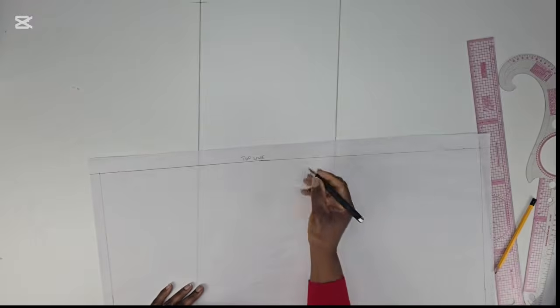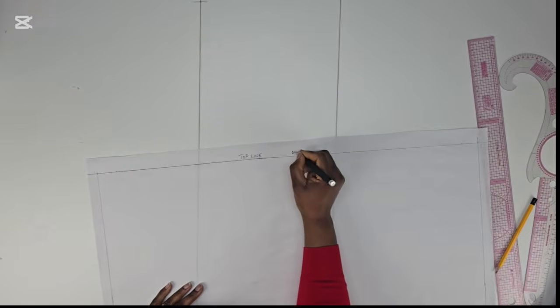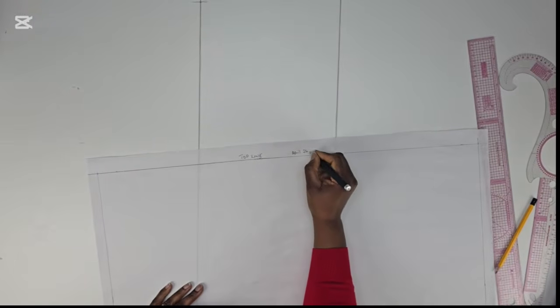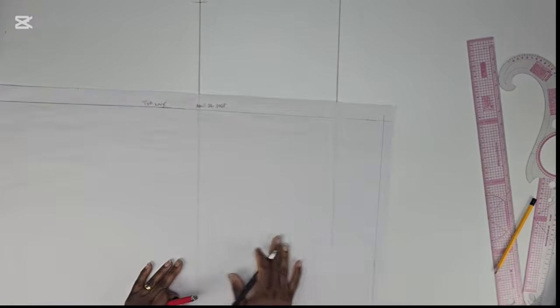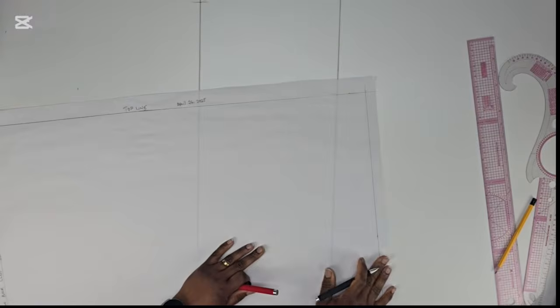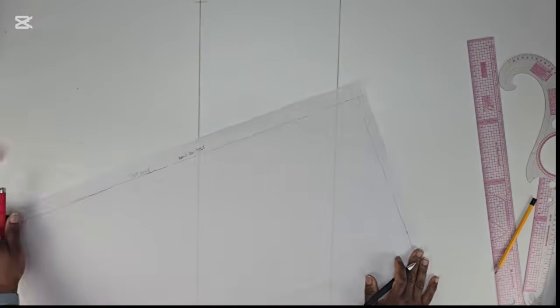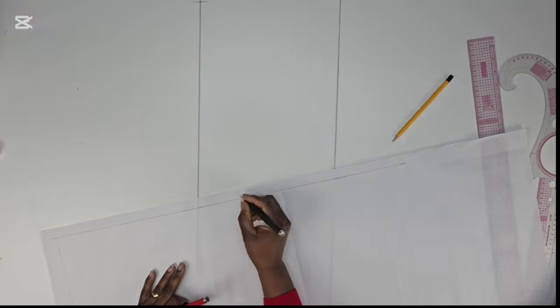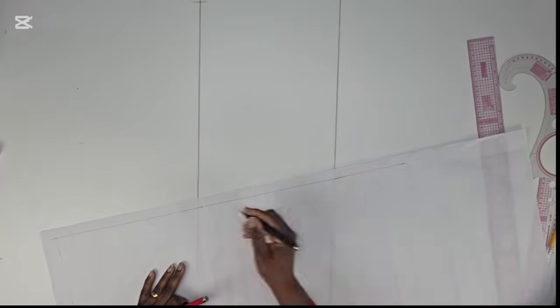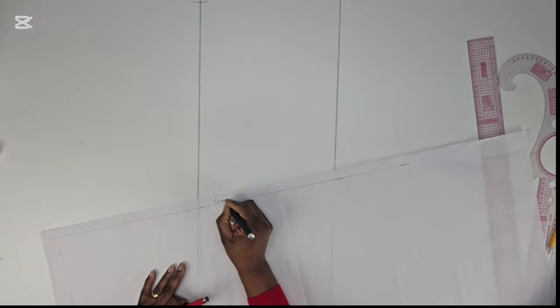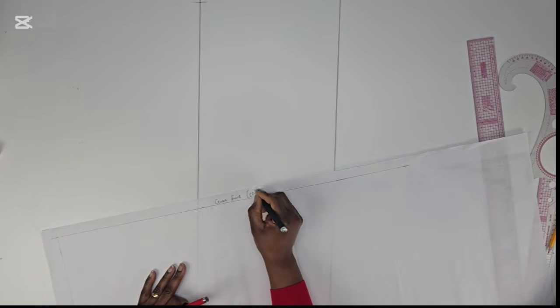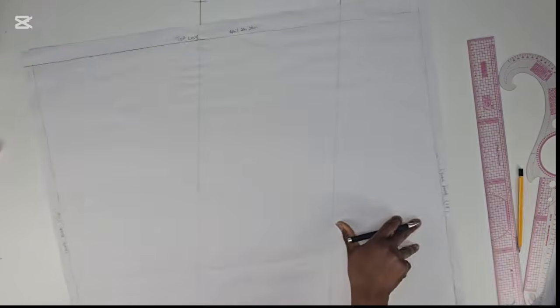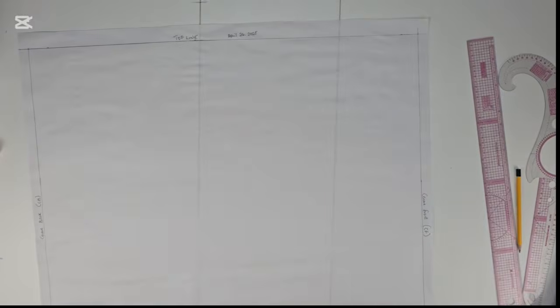You can as well put your date. Today is April 26, 2025. Let's put that there. And then this is the center front. So I'll just turn the paper a little bit and do center front, in bracket CF. Okay. So that's our notation.